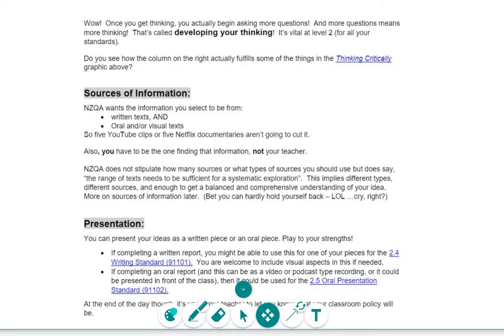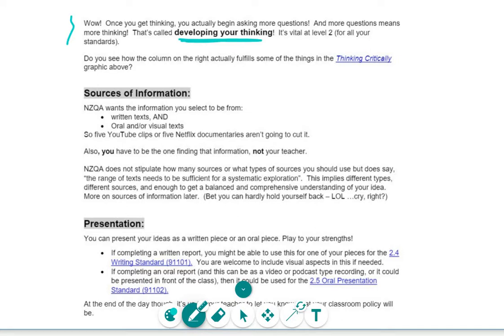Okay, so starting at the top here, it says, wow, once you get thinking, you actually begin asking more questions, and you'll see that on that previous page. More questions means more thinking, and it becomes a cyclical thing, and that's really developing. That's what you call developing your thinking.